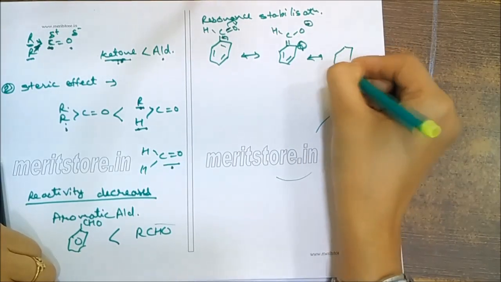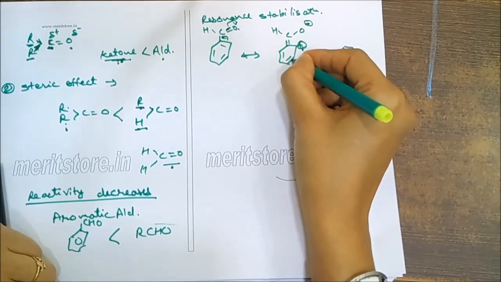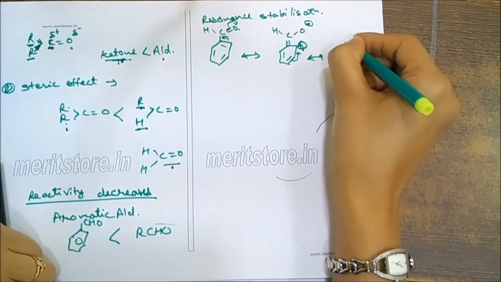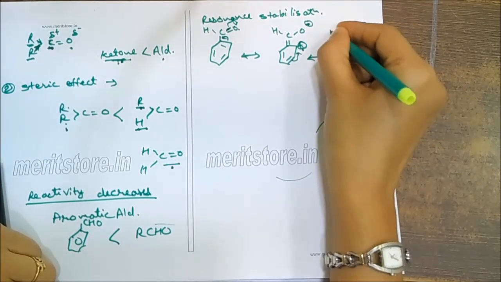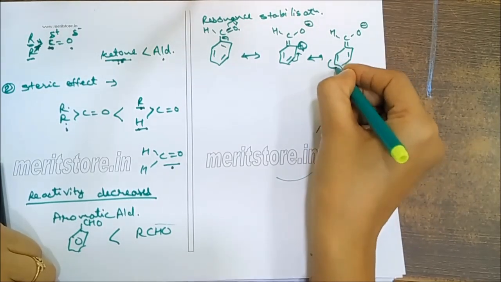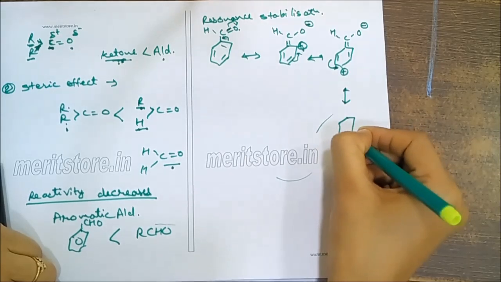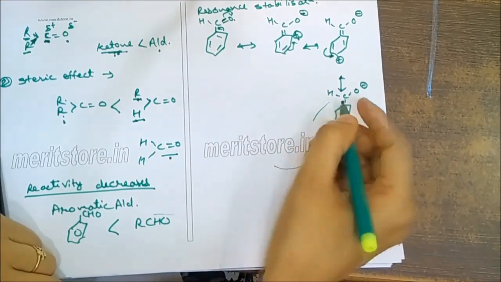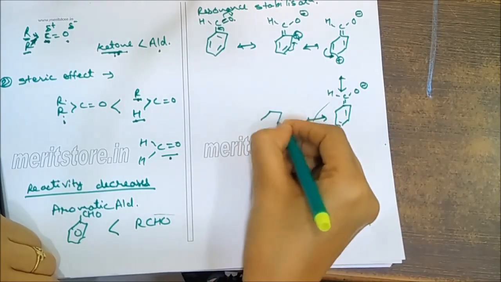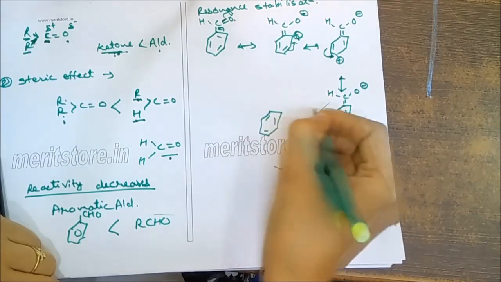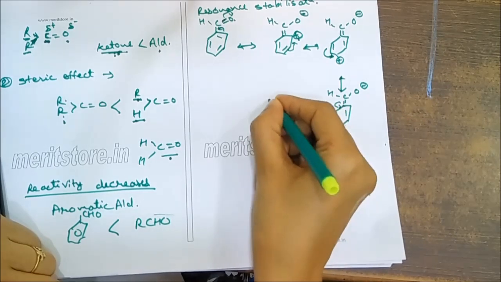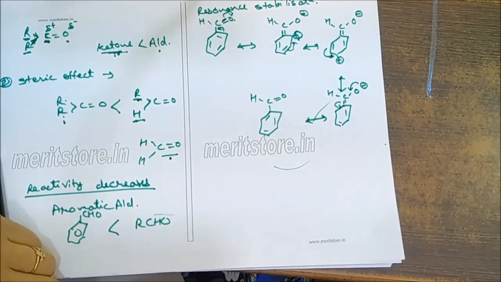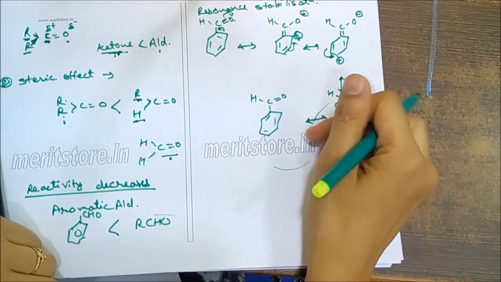The next: this bonded electron will shift here, and the positive charge will come here. And in the next structure, this bond will shift here, and the next, this will shift here, so it will again become a single bond, and this negative charge will shift here. So these are our resonance stabilization states of benzaldehyde.